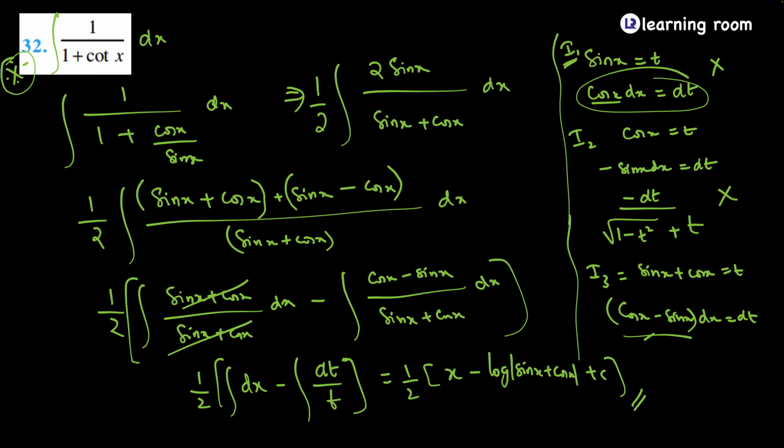Whereas sin x minus cos x by sin x plus cos x is in such a way that this is the derivative of the denominator. So that both the purposes are solved. Is the point clear? Right?